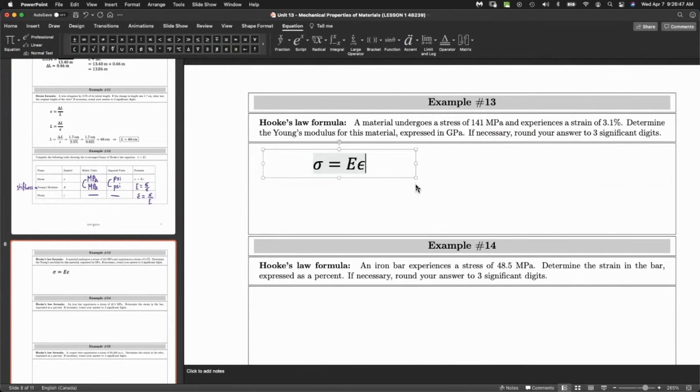And then we can do some substitution here. We know the stress is 141 megapascals. Young's modulus is unknown, and strain is 0.031, like that.